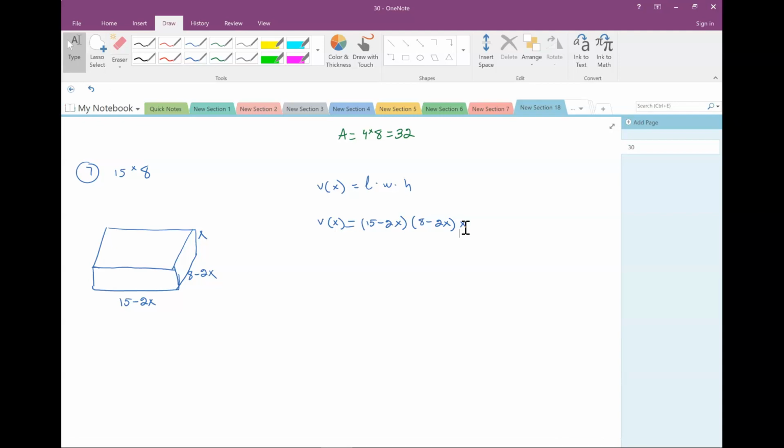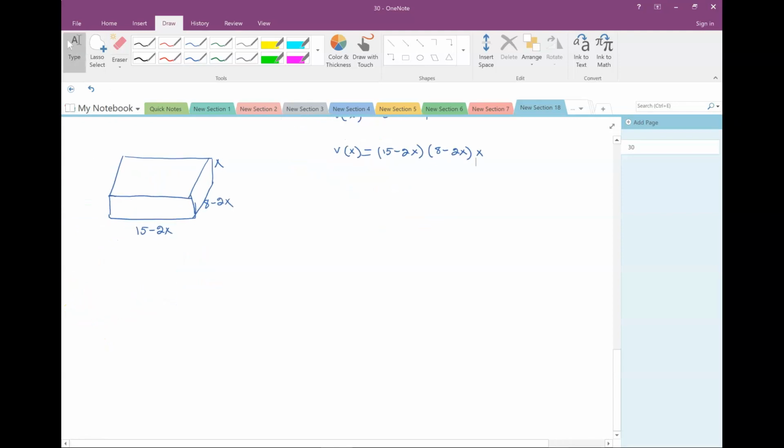So if x is how much I can cut out, then half of this is the most x can be. Can you actually cut it in half? That's why we don't include it. It could be 3.99999. So the domain is always going to be 0 to 4. It's going to be 0 to half of the smaller side.